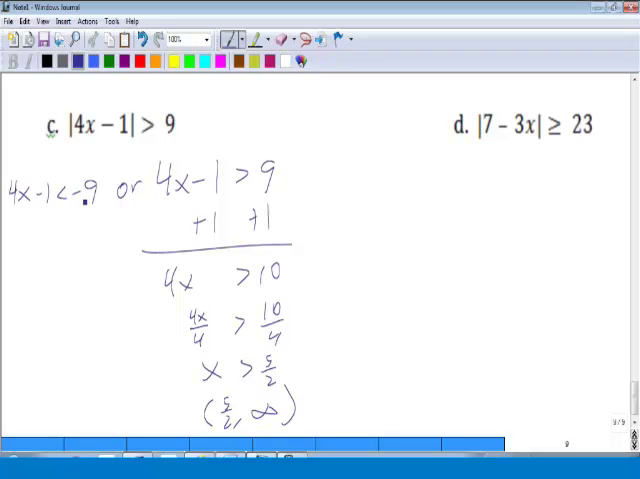Two ways a quantity can have absolute value greater than 9. It can be greater than 9, or it can be less than negative 9. Negative 10, negative 11, negative 12, negative 13, all those have absolute value greater than 9. So we do those, add 1, 4x is less than negative 8, divide both sides by 4, 4 is positive. We do not reverse the direction of the inequality symbol.